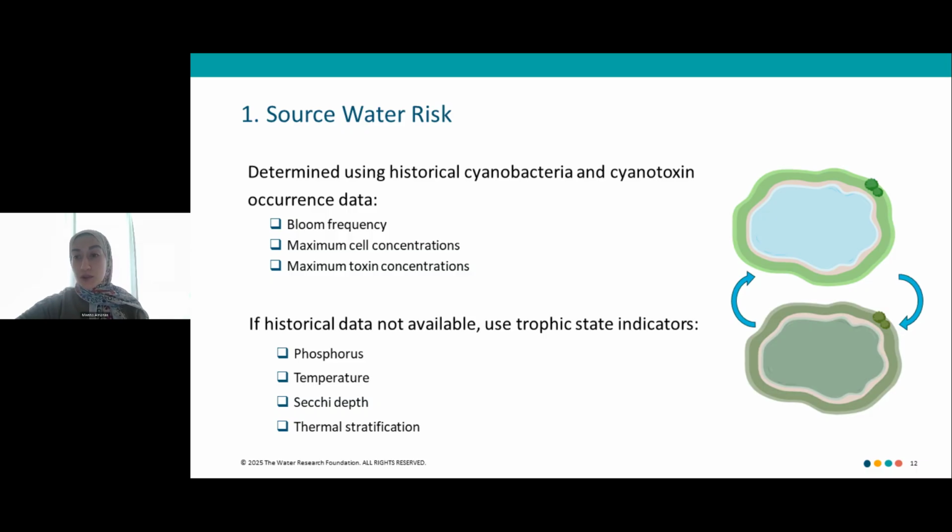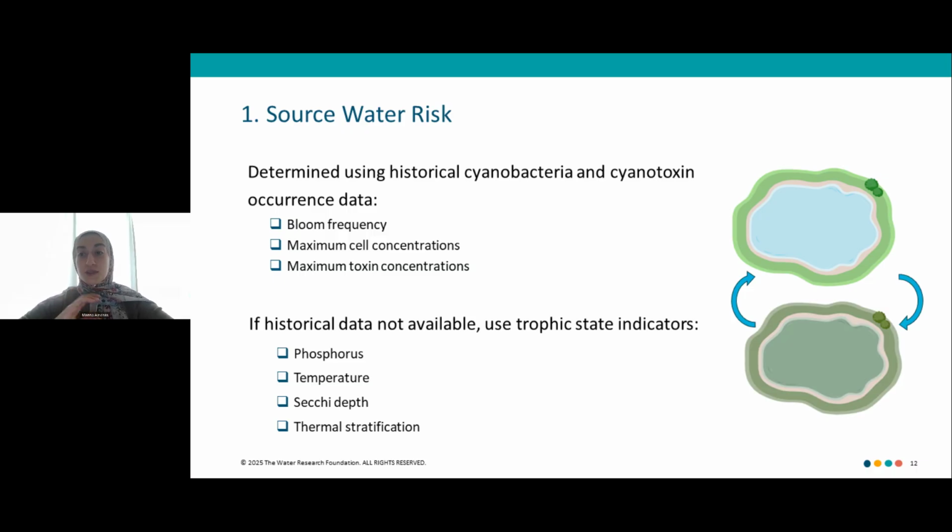So we have proposed that you use water quality data, specifically the trophic state indicators. These can help you do the assessment of the risk in the source water. We do acknowledge that this, of course, is less reliable than having historical cyanobacteria and cyanotoxin data, but it is still valuable in order to have a preliminary assessment of the risk in the source water. Some of these indicators are phosphorus, temperature, Secchi depth, and of course thermal stratification.